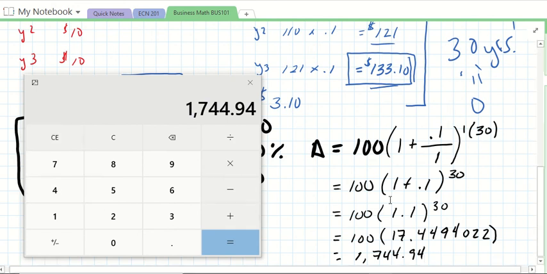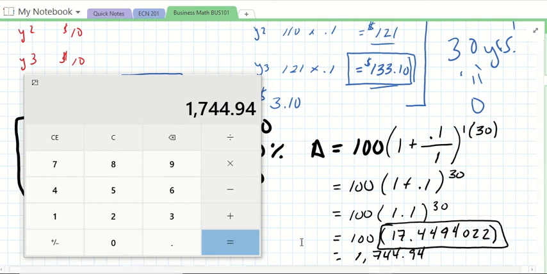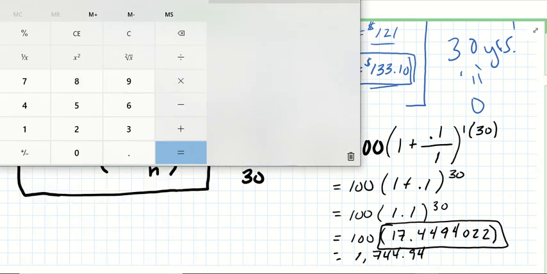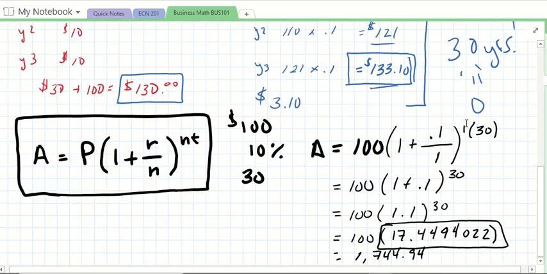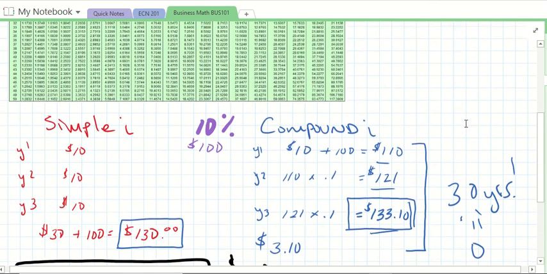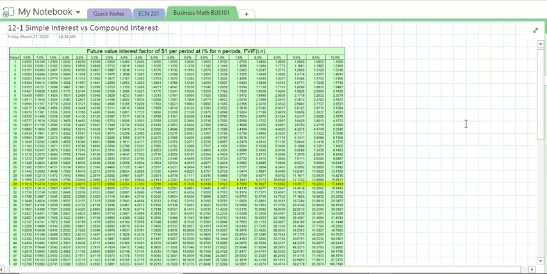Okay, so the number I really want you to focus on here is this 1744, right? So a lot of you are looking at this math and you're like, seriously, man, do I have to do this? That's a lot of math. No, because if you go to your 17.4494, right? If you look at your 12.1 table, you look over here and you'll notice we're going to look at 10% for 30 years. So we're going to look at this number right there.